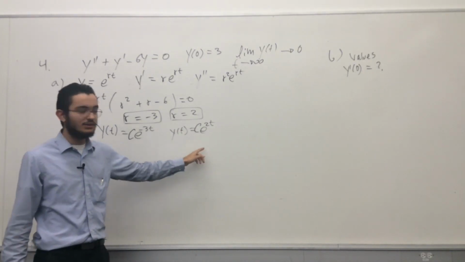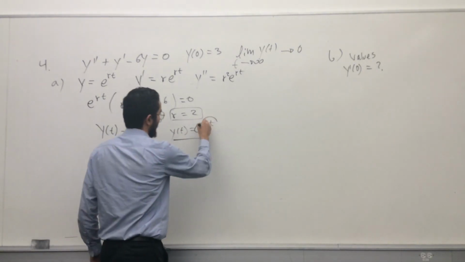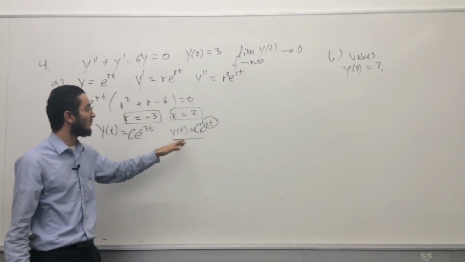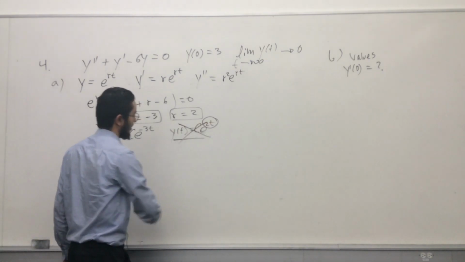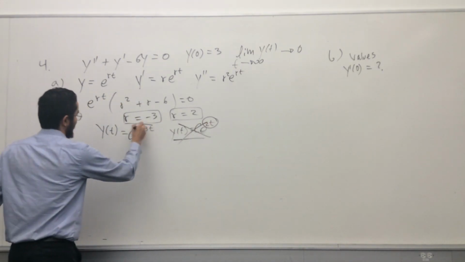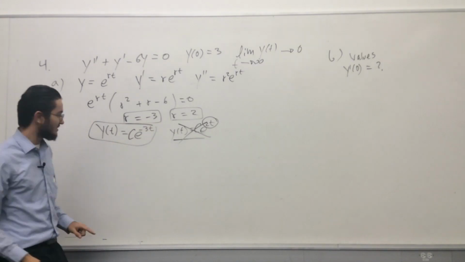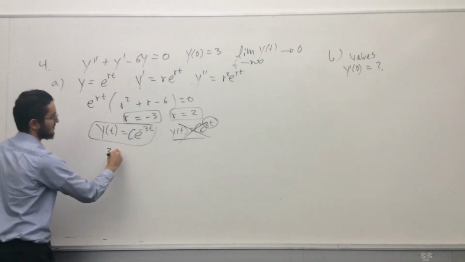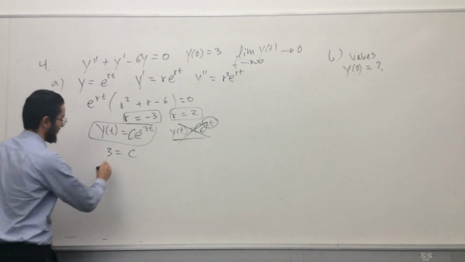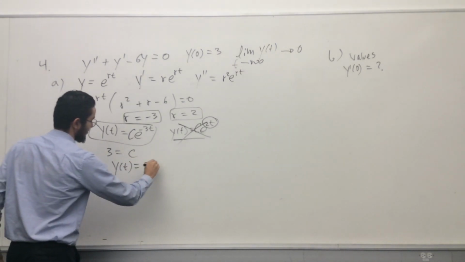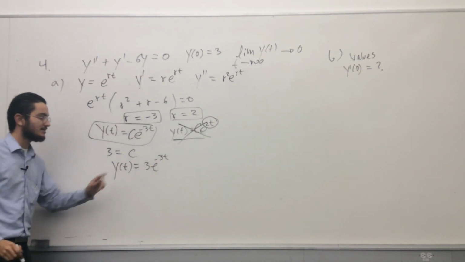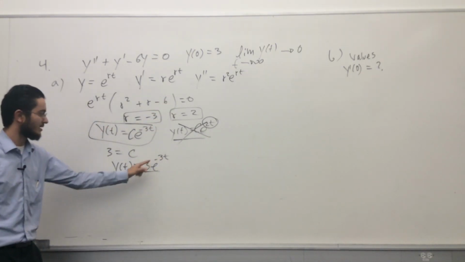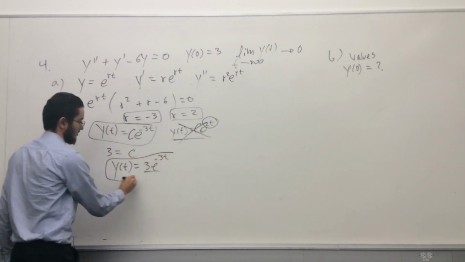Immediately you can discard one solution, because over here the exponent is positive. So as t goes to infinity, no matter what c is, it's just going to go to infinity. So this is not one of the solutions. And you could just immediately say, okay, this is the solution. But of course you're going to find c. So when t is 0, y is 3. So we got something like this. Okay, c equals 3. So y of t equals 3 e to the negative 3 times t. This is the solution because the limit of this as t goes to infinity goes to 0. We got a negative exponent. So this is the solution.